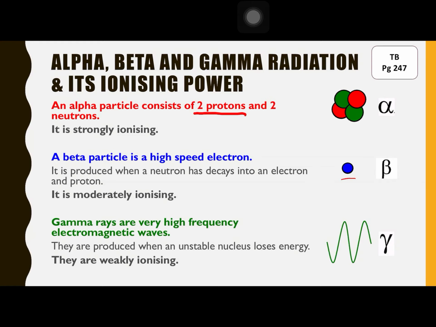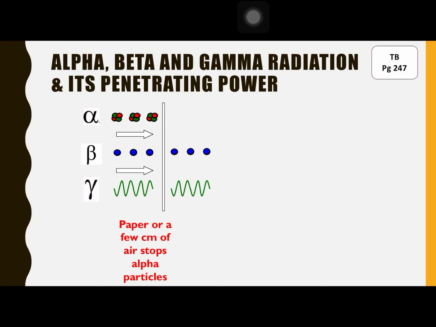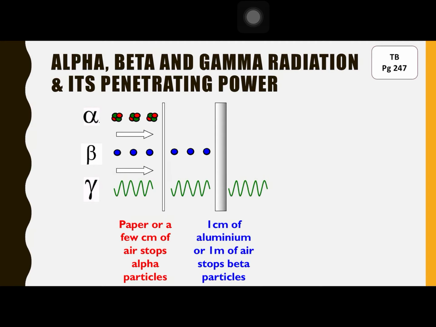So please highlight this in your textbook under ionizing effect, the 5th row. Okay, so alpha particles have strong ionizing effect, beta particles have weak ionizing effect, and gamma rays have very weak ionizing effect. What about penetrating power? What do we mean by penetrating power? It means we're talking about its ability to go through substances. Okay, so paper or a few cm of air will stop the alpha particle. Why? Because alpha particles are generally bigger, right? So they are easier to stop. So they're not as penetrating.